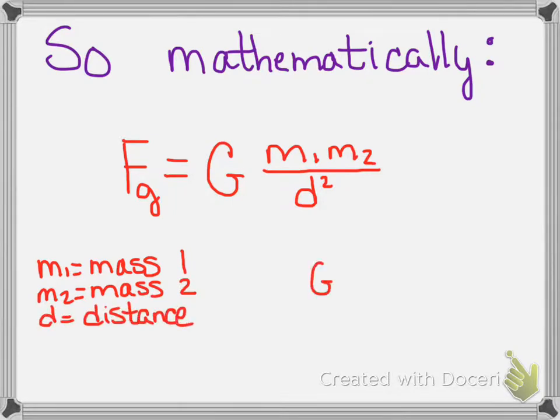So, what is big G? Big G is a constant. It is 6.67 times 10 to the negative 11th Newton meters squared per kilogram squared. I know that's a super complicated unit. Luckily for you, it's written on the formula chart. You do need to be able to do 6.67 times 10 to the negative 11th, though, and use that in a calculation.